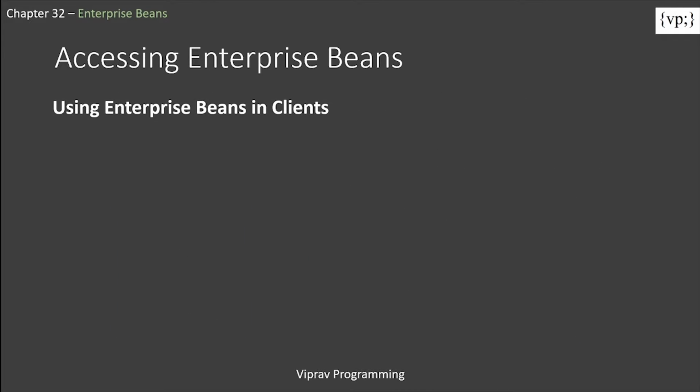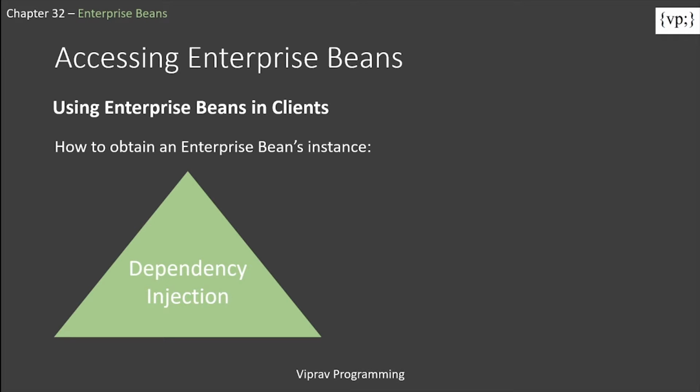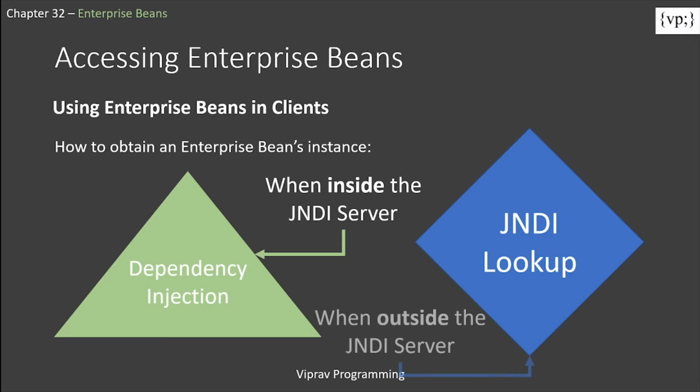So, using enterprise beans in clients. The client of an enterprise bean obtains a reference to an instance of an enterprise bean through either dependency injection, using Java programming language annotations, for applications that run inside the Java EE server managed environment, or JNDI lookup. JNDI lookup just means Java Naming and Directory Interface syntax to find the enterprise bean instance. These are for applications that run outside of the Java EE server managed environment. Just so you know, the Java EE server managed environment is literally just your GlassFish server.